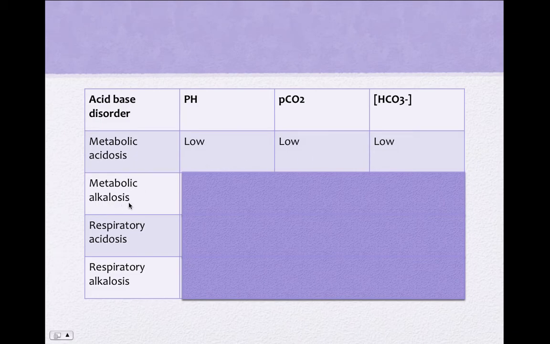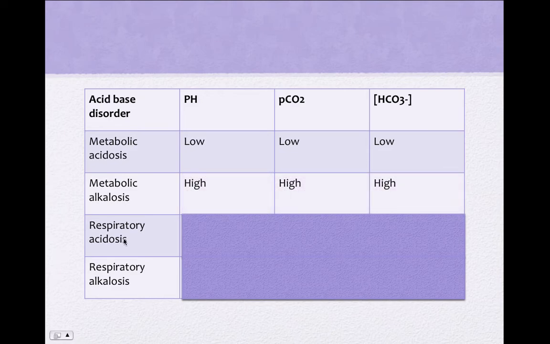Metabolic alkalosis. For alkalosis, pH needs to be high. For metabolic, we know the primary disorder is in bicarb. And for alkalosis, the bicarb will be high. What will be the compensatory response? Carbon dioxide will also be high.